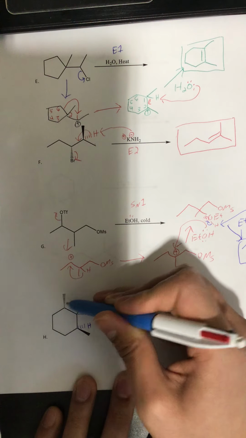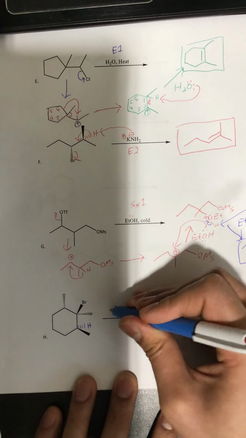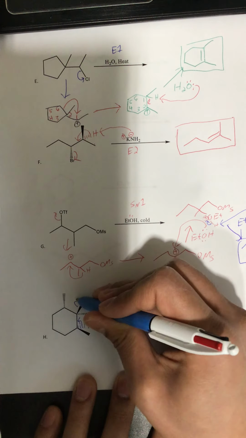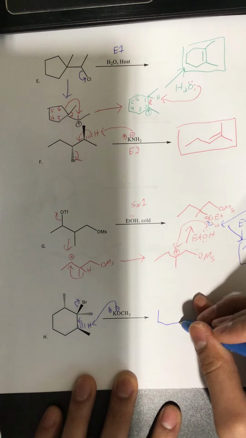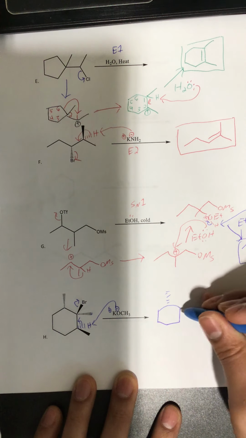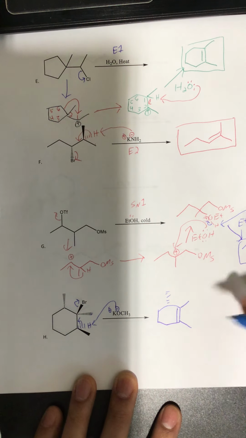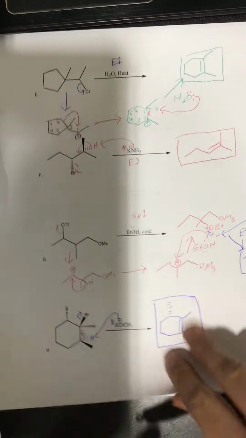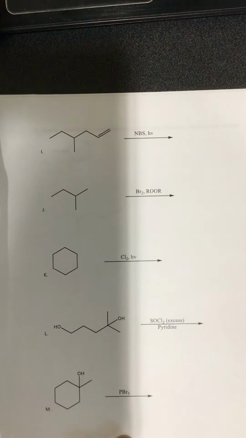This one here is not anti-periplanar. So the way this is going to work is this is going to come, grab that hydrogen and kick off the bromine, all at the same time, because that's the way E2 works. You're going to get this like that. So the product there. All right, and we got more.